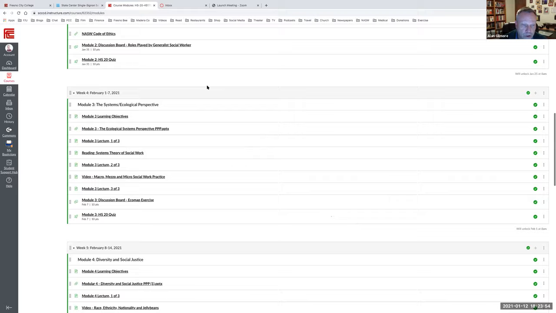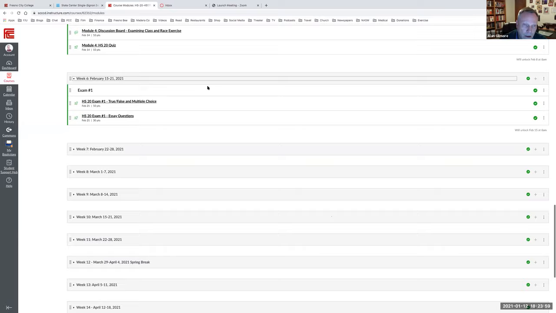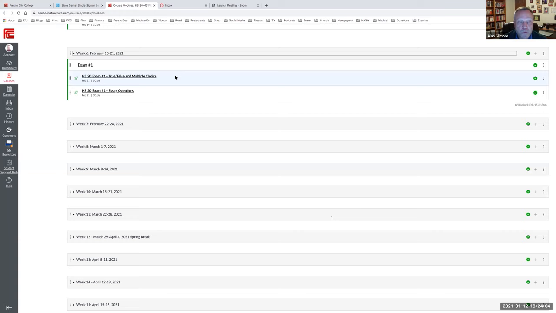And these all coincide with the book and the chapters in the book. The exam is broken up into 2 parts because when you take an exam on Canvas, it requires that you can't stop and walk away and have the computer go into sleep mode. It then thinks that you're finished taking the exam. So when I had these both together, I had folks that were online for like 3 hours trying to get this stuff all done. So I decided to break up the true false multiple choice questions from the essay questions.